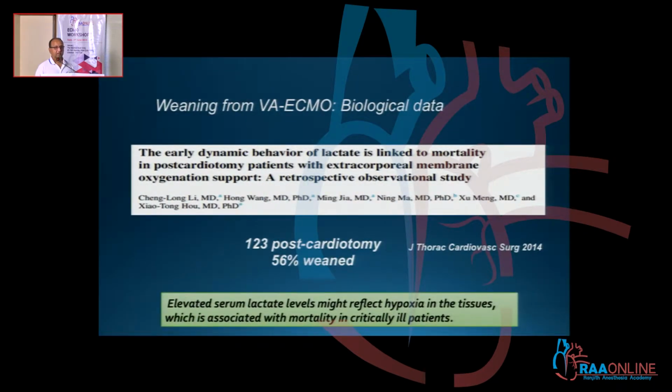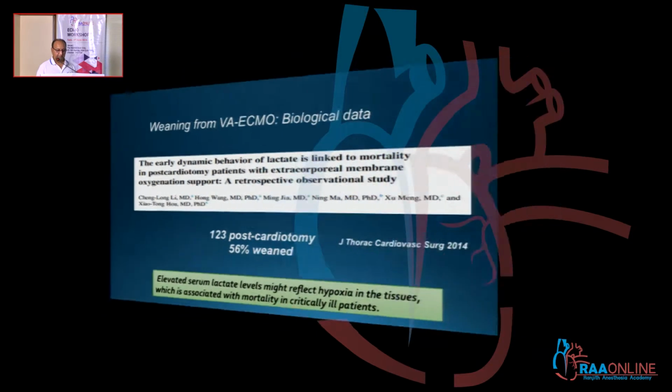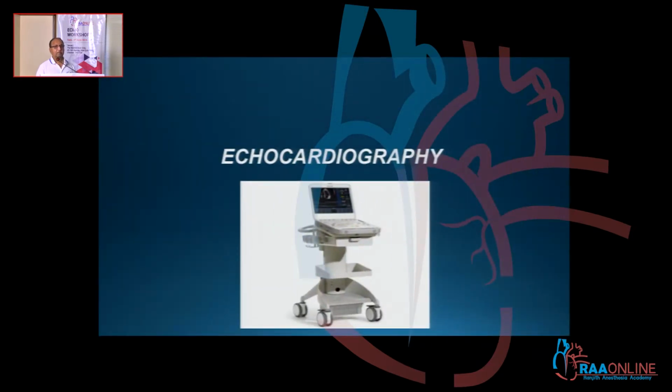First thing is look for the serum lactate levels, which is very important. Higher the lactate levels, higher the incidence of hypoxia in the tissue. Tissue hypoxia is very high in this. Okay, and these high lactate levels indicate higher mortality in all these critically ill patients. Okay. That is one of the important biological parameters that we look at.